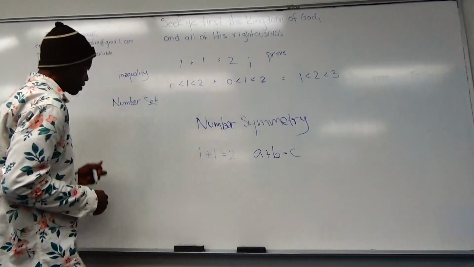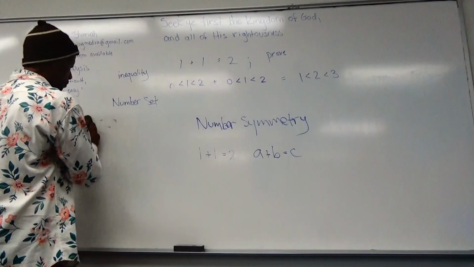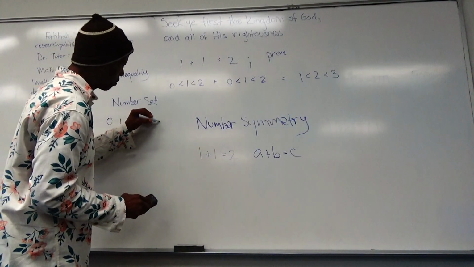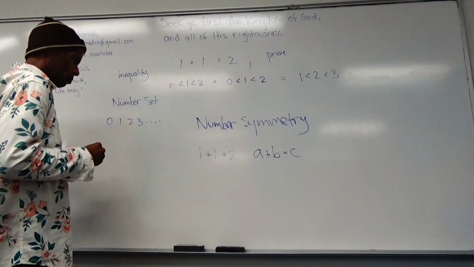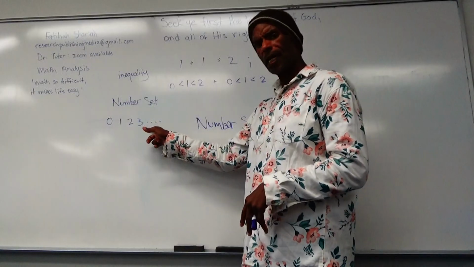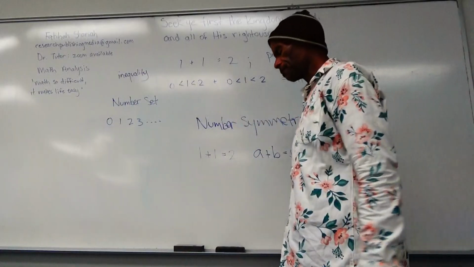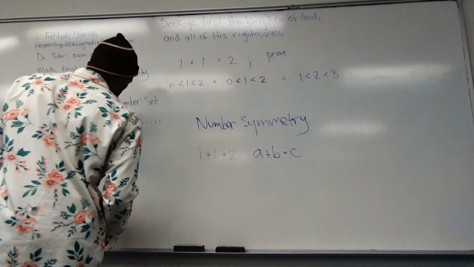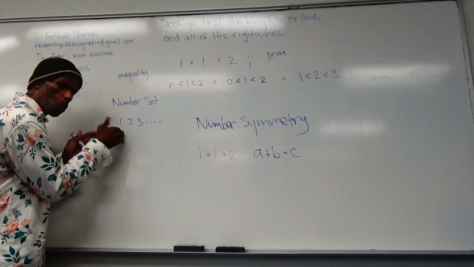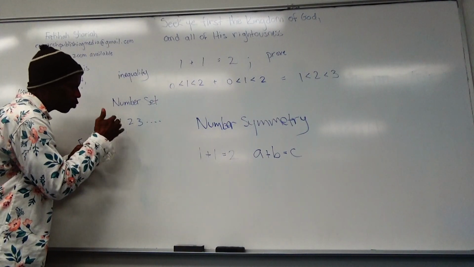And our number set is 0, 1, 2, 3 to infinity. Now we're not going to put the infinity symbol after these dots, but it's understood that those numbers go on to infinity. And from the number set, we want to look at the distance between 0 and 1, the distance between 1 and 2, the distance between 2 and 3.